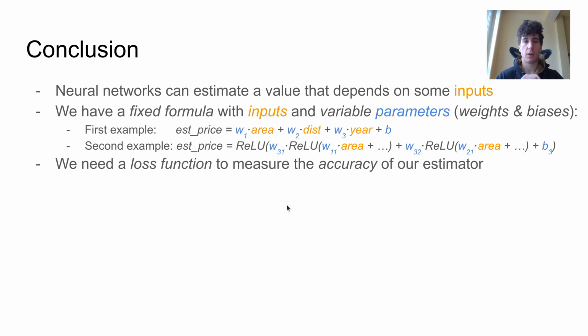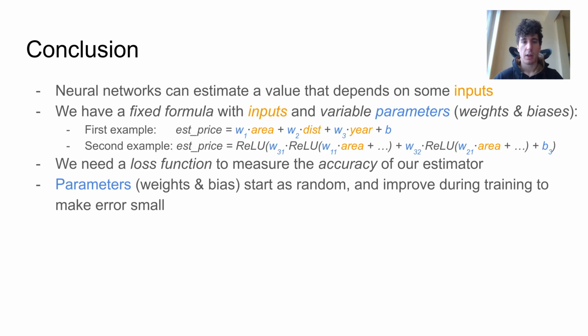We need a loss function, which is used to measure the accuracy. The parameters, the weights and the bias, are initially random, and we improve them during training using the data we have. Because we know some real prices, we can make our estimator better.